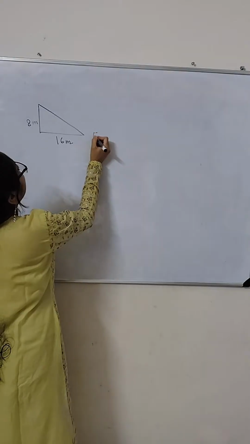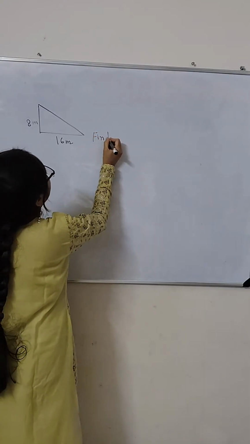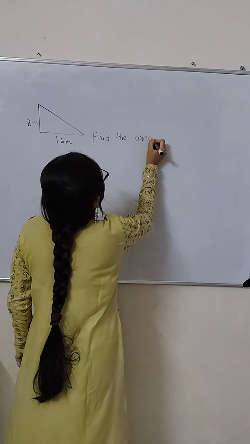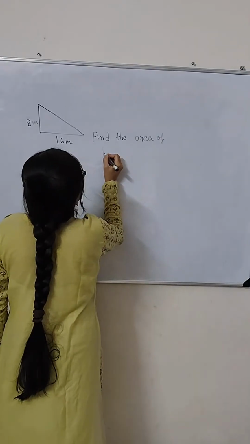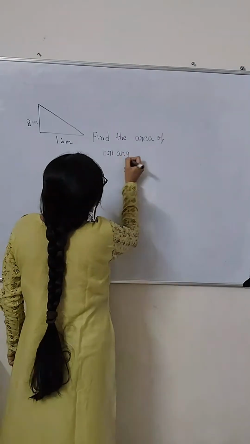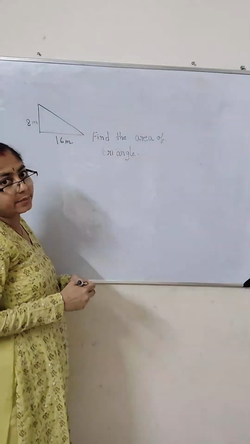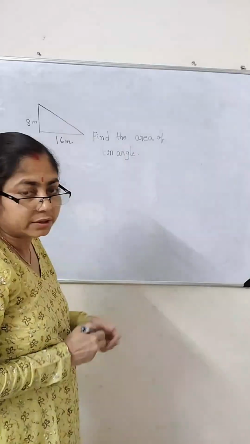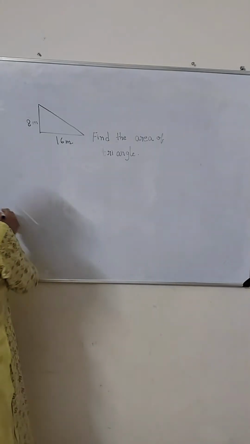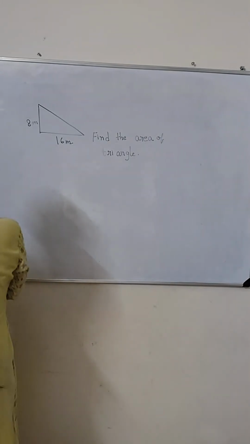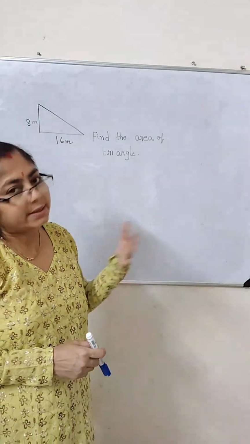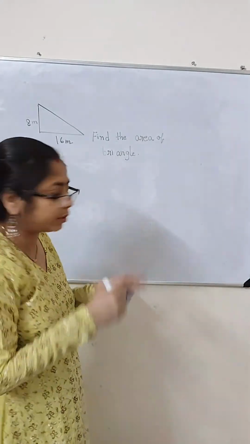Find the area of the triangle. Today there is some internet issue, so please cooperate with me. What's the area of a triangle? What's the formula? Can anybody tell? The most normal formula is half base into height. It's the most common and normal formula.